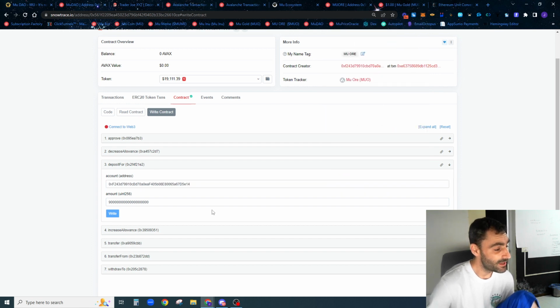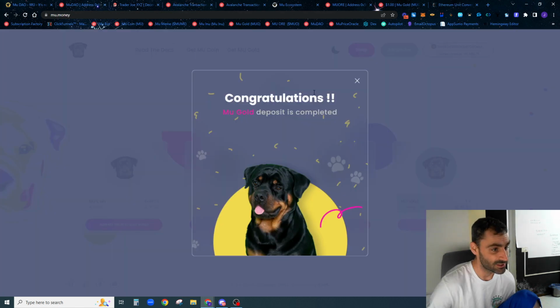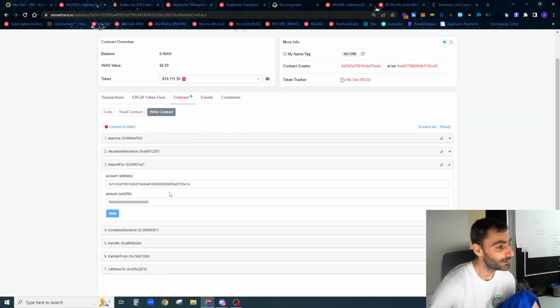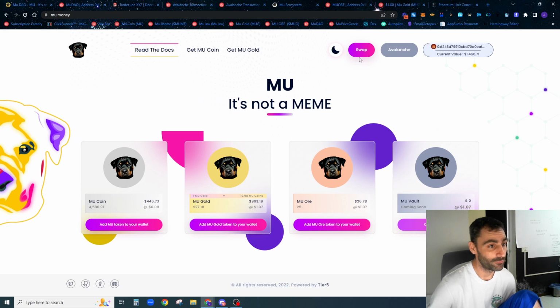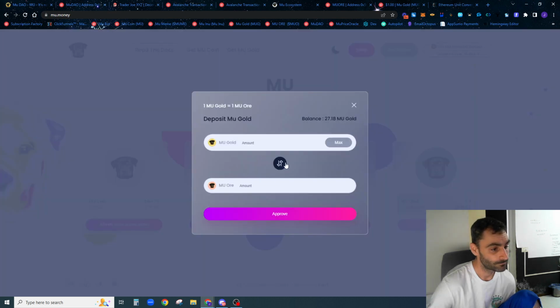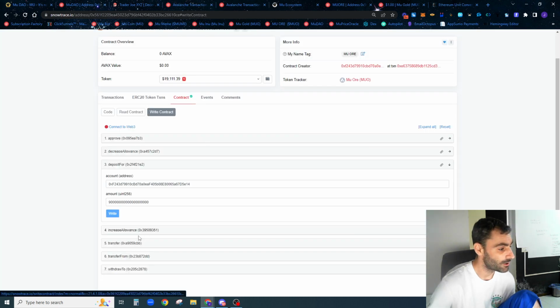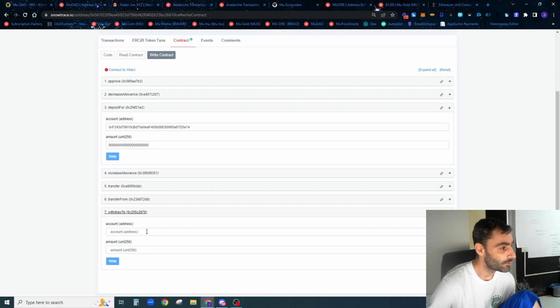All right, and this function has been called. So that's what just happened here. The approve function called a function on the contract. When we did approve, we called this function here on Mu Gold. And when we did deposit, we called this function here. And now if we actually want to withdraw our Mu Or, we would essentially be calling this withdrawal function here. All right, so hopefully that makes sense.